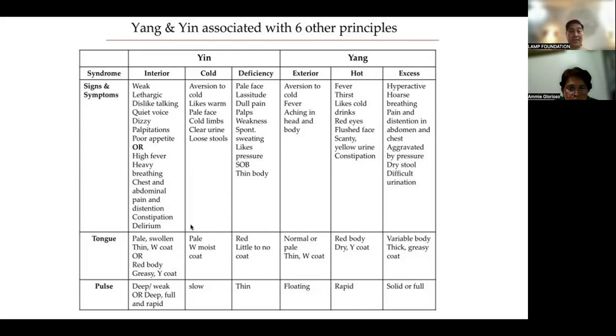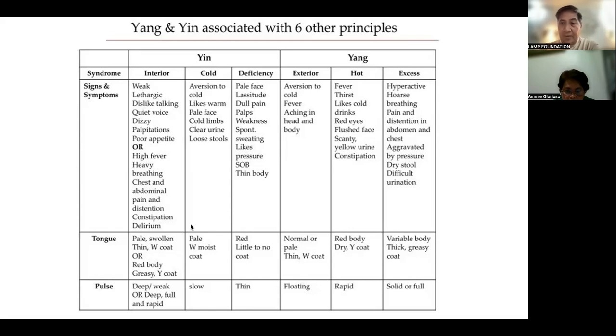And the pulse is floating. When the pulse is floating, it is exterior. For yang, the tongue is red, dry, with a yellow coat, and the pulse is rapid. For excess, the body is variable, with a thick, greasy coat, and the pulse is solid or full. So you just read through it, so that we don't run out of time.